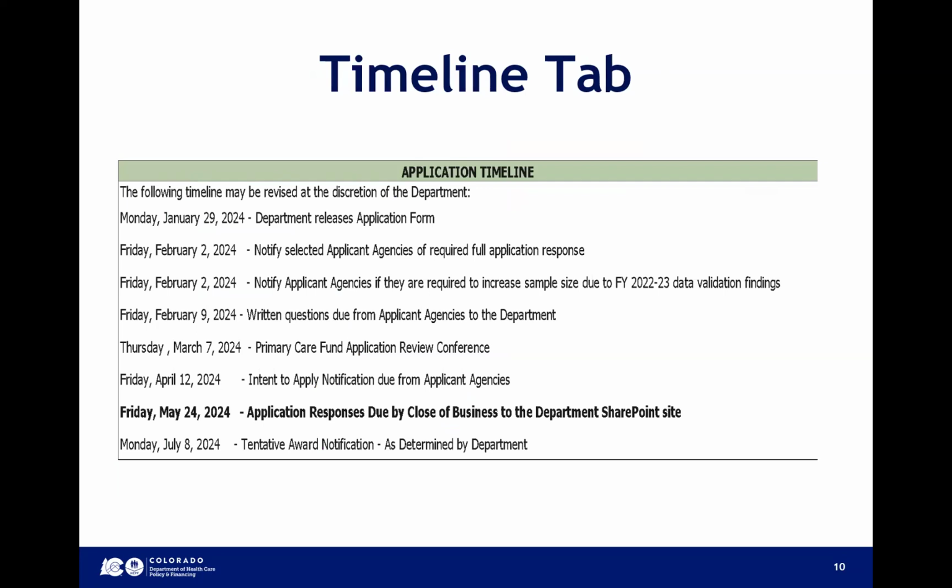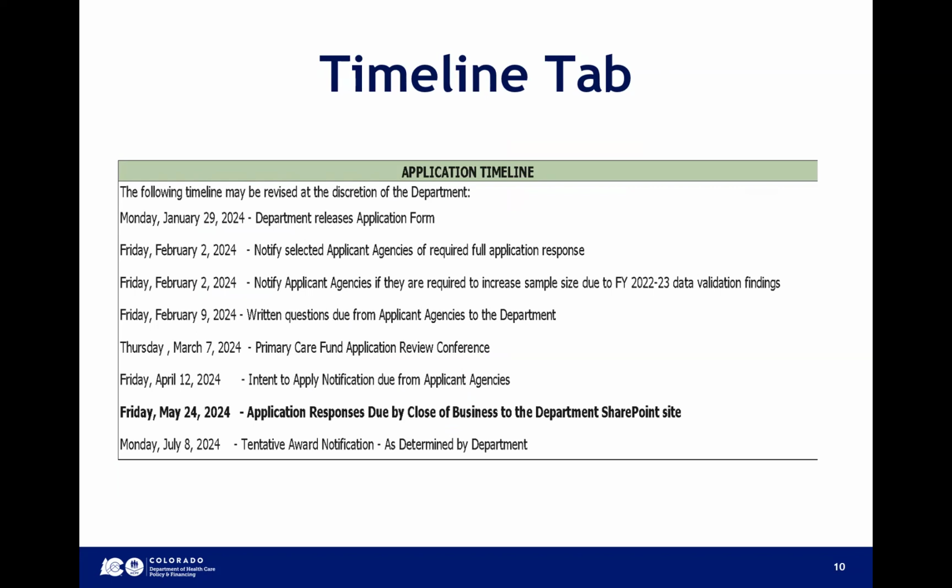The application timeline tab has the timeline of the application. The next deliverable that is due from the applicant agencies is your intent to apply notification. That is due by Friday, April 12th.